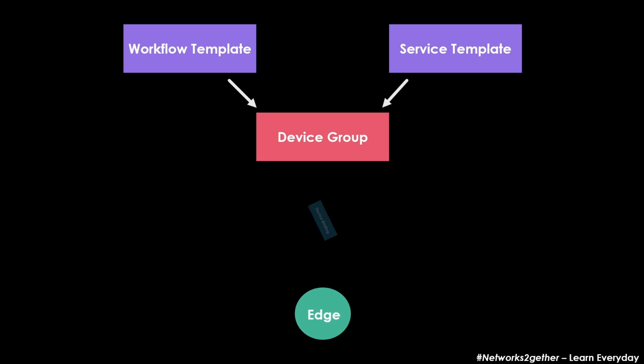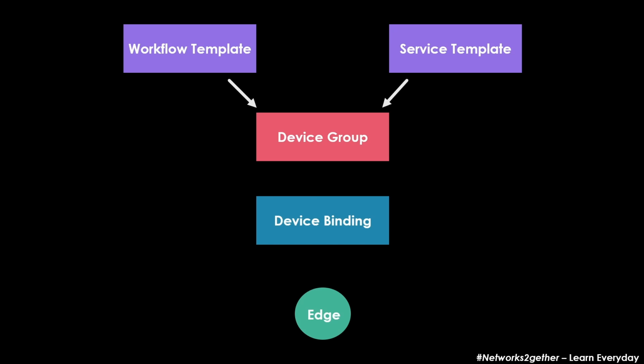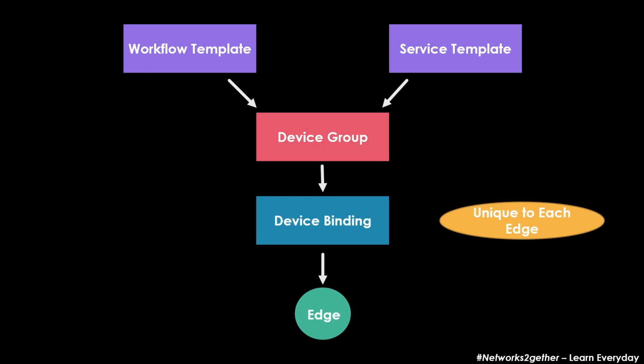Next step is to create device binding for each edge. In device binding, we'll call the device group and a device binding will be unique to each device. So if you're implementing 100 devices, then you will have 100 device bindings. However, if all these 100 devices have similar attributes, then you can have only one workflow template and one device group. So now let's start the GUI and let's create some templates.